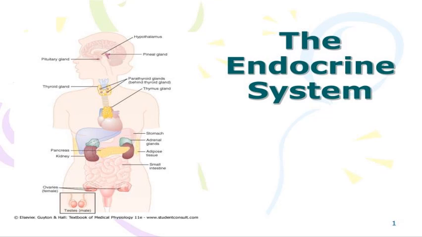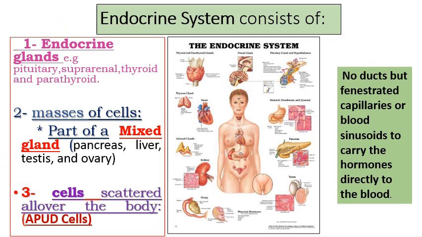النهاردة إن شاء الله عندنا الإندوكراين سيستم. Endocrine system consists of endocrine glands like pituitary, suprarenal, thyroid, and parathyroid, or masses of cells, which is part of mixed gland like pancreas, liver, testis, and ovary, or cells scattered all over the body, which are called APUD cells. In the endocrine system, there are no ducts but fenestrated capillaries or blood sinusoids to carry the hormones directly to the circulation.